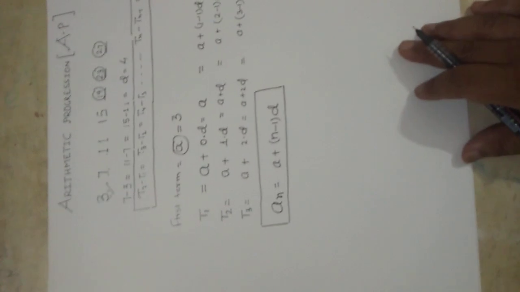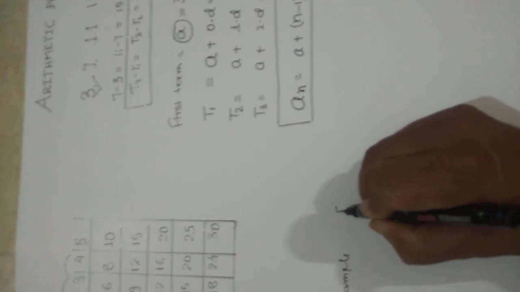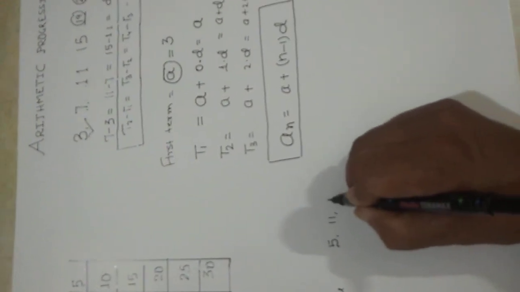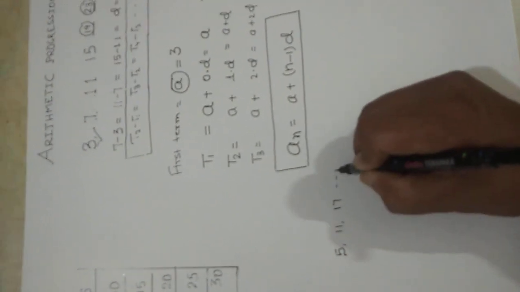Sometimes what happens? For example, I am taking one example. For example, if the series is 5, 11, 17 and so on, find the 10th term. What should we do? A plus 9D is equal to 810.